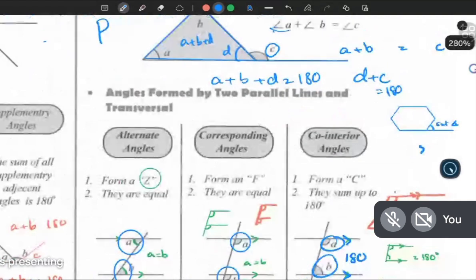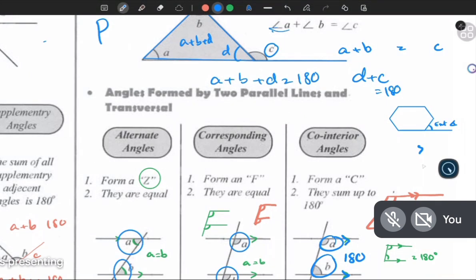Now we have something called parallel lines. Parallel lines are lines which are moving in the same direction, but they will never meet. So they're moving in the exact same direction. They will continue to move side by side, but they will never intersect one another. So these are called parallel, right?